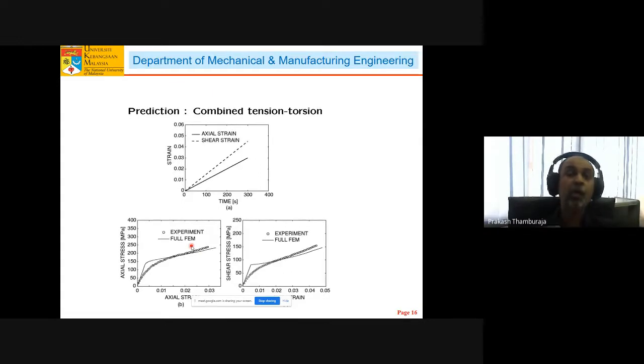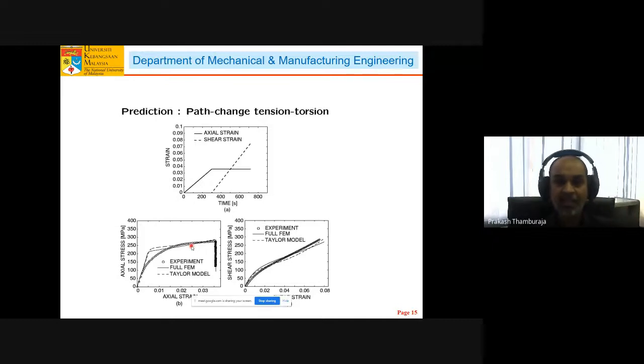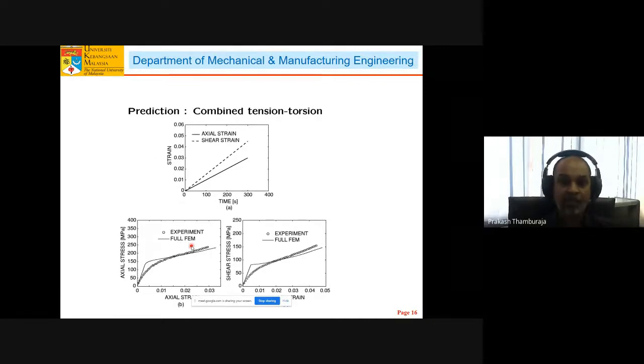And finally, we do a combined tension torsion experiment. In this case, for the same tubular torsion sample, we're going to pull it axially and shear it at the same time. So it's like you're pulling it and shearing at the same time. It's a combined tension torsion experiment. It's also called a proportional tension torsion experiment. So the previous one, the path change tension torsion, is a non-proportional path. In this case, this is a combined tension torsion experiment, which is a proportional path experiment where you actually obtain the axial stress, axial strain response and the shear stress, shear strain response concurrently as well.